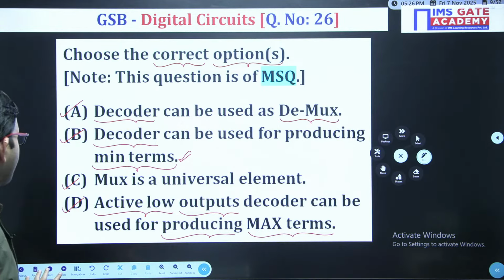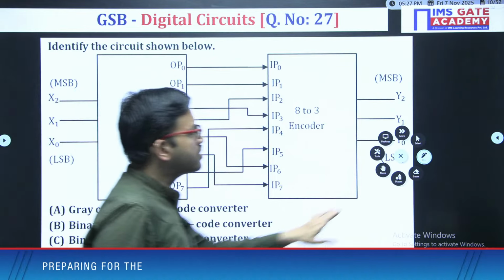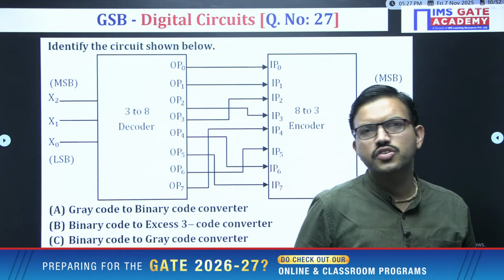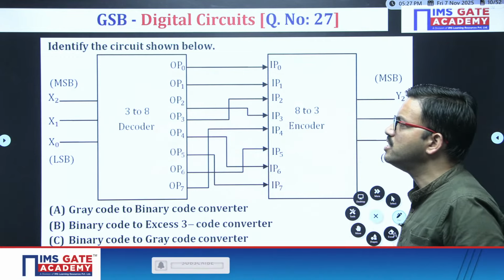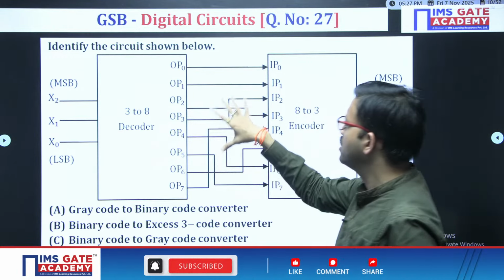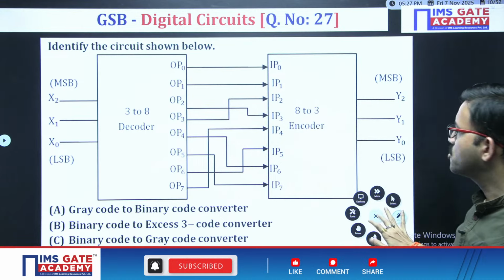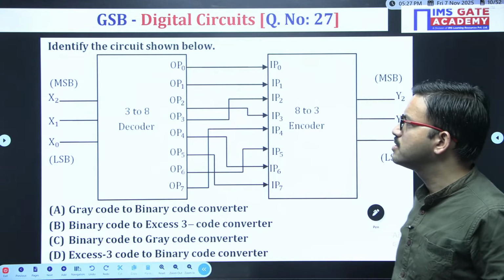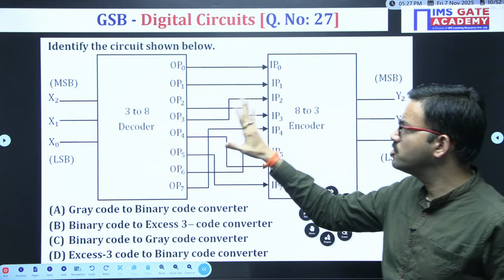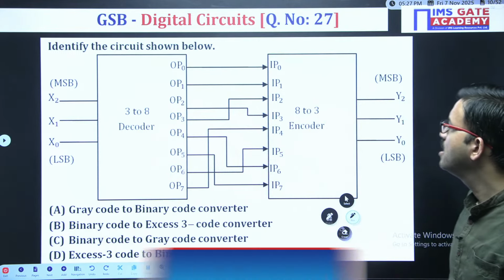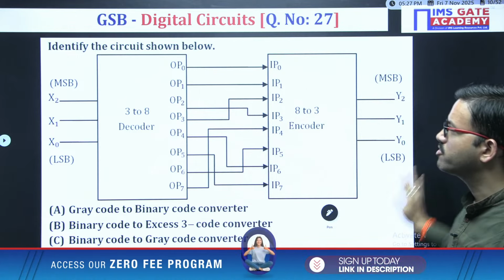Yeah, this is a question based on decoder and encoder. Here you have a 3 to 8 decoder, and here you have an 8 to 3 encoder, and the outputs of the decoder are connected to the inputs of the encoder in some fashion or some configuration. You can observe which output is connected to which input, etc. Now you have to identify the overall circuit.